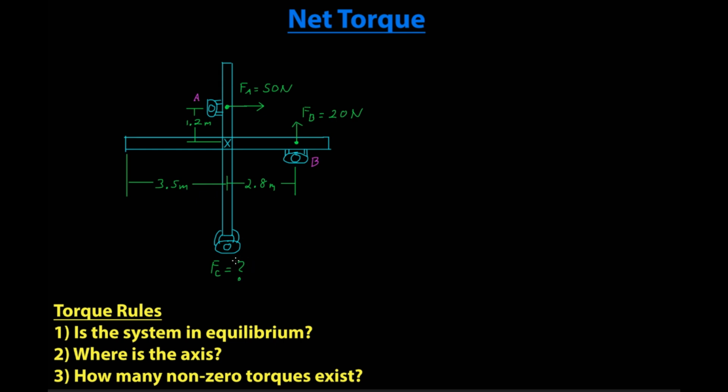Now, I have a third child. The third child is grabbing the door at the very end. And I'm going to say each door is 3.5 meters long. Now, these three kids are playing a game. These two are fighting against each other to try to rotate the door different directions. Kid A is trying to rotate it clockwise. Kid B is trying to rotate it counterclockwise.